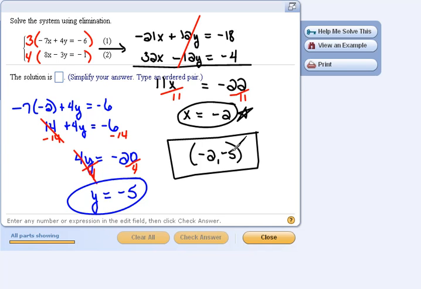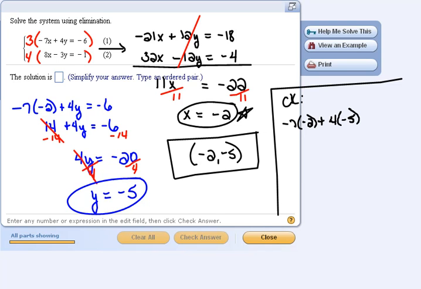Now we could check this to make sure that these are actually a valid point on both of those lines by plugging them back in. So here is our check. In the first equation, negative 7, but instead of x we say negative 2, plus 4 times, but instead of y we use negative 5, equals negative 6. We're going to look to see if this is a true equation. So this would be 14 minus 20 equals negative 6. 14 minus 20 would be negative 6, so this one does check.